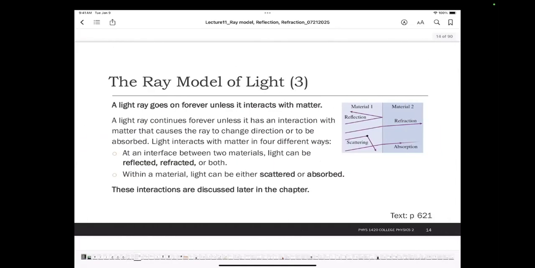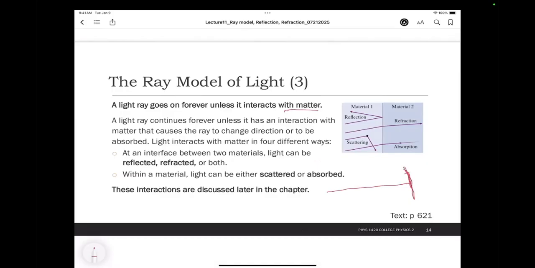Let's continue to talk about the ray model of light. A light ray goes on forever unless it interacts with matter. Actually, a light ray can go on forever, but usually it will meet obstacles or some surface. A light ray continues forever unless it has an interaction with matter that causes the ray to change direction or to be absorbed.